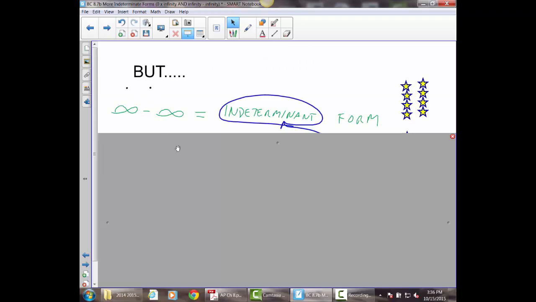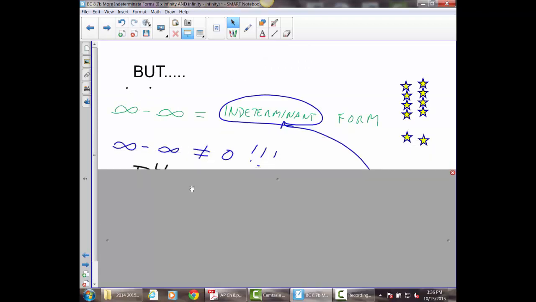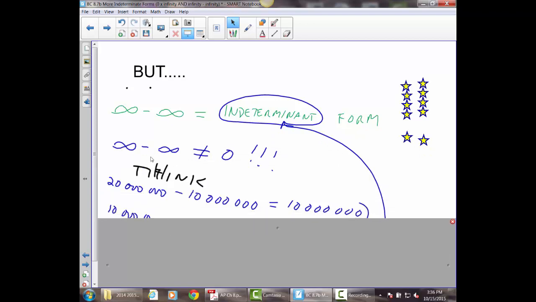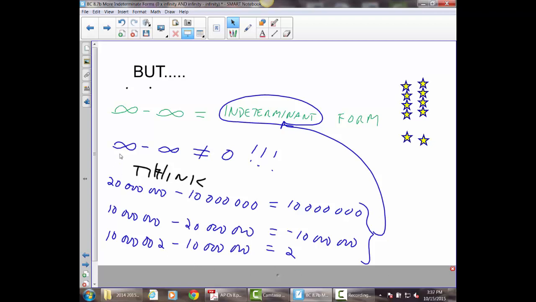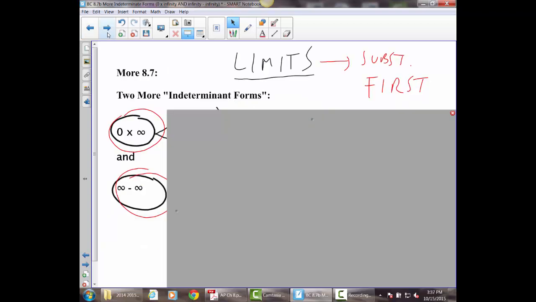However, infinity minus infinity is an indeterminate form. It is not 0. And the reason it's not 0 is because, remember, infinity is not a specific number. It's just a concept of a very large number. So, for example, it could be 20 million minus 10 million, which is 10 million. On the other hand, it could be 10 million minus 20 million, so the answer is negative 10 million. On the other hand, it could be 10 million and 2 minus 10 million, which would give 2. As you can see, very different answers. It's very hard to determine what the answer would be, hence they're called indeterminate forms.